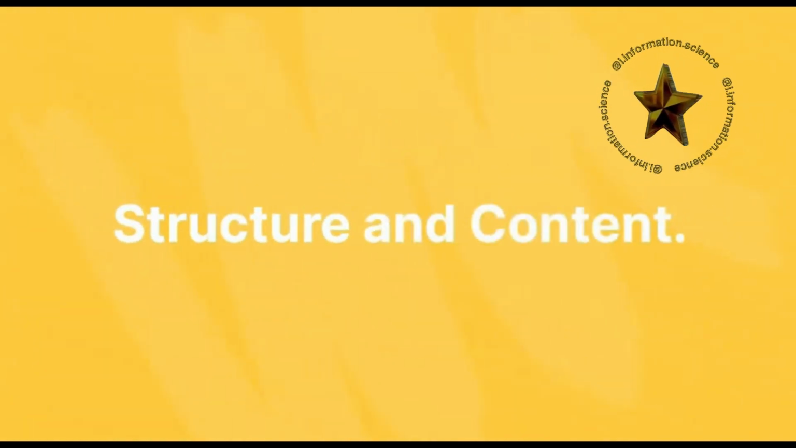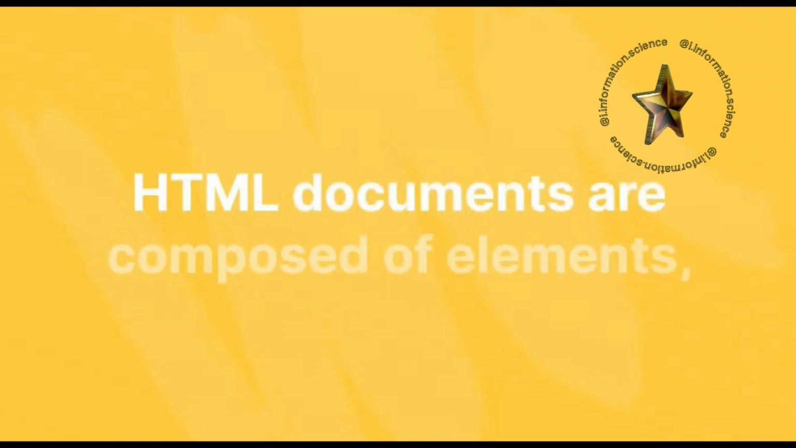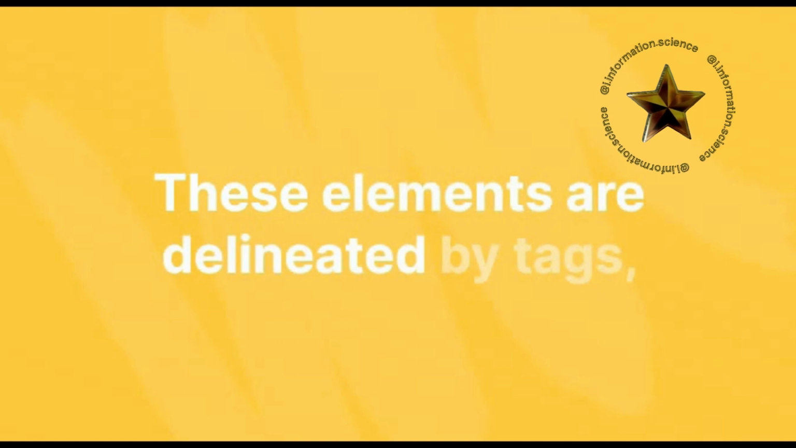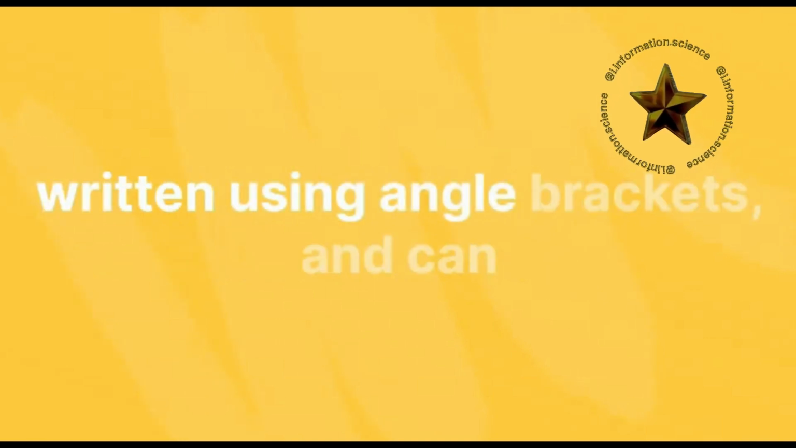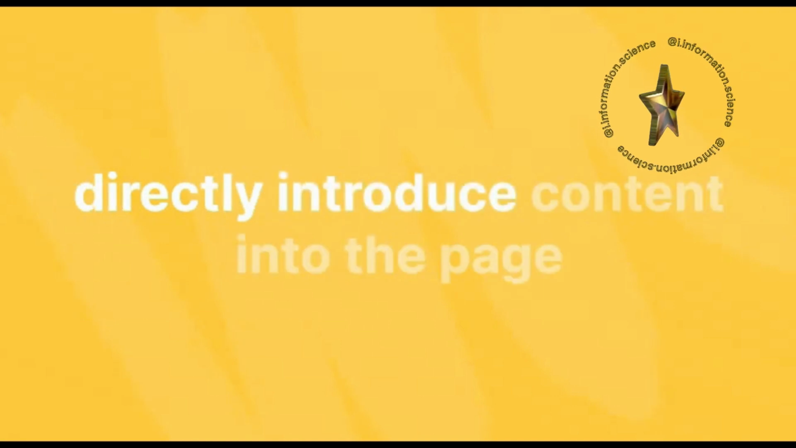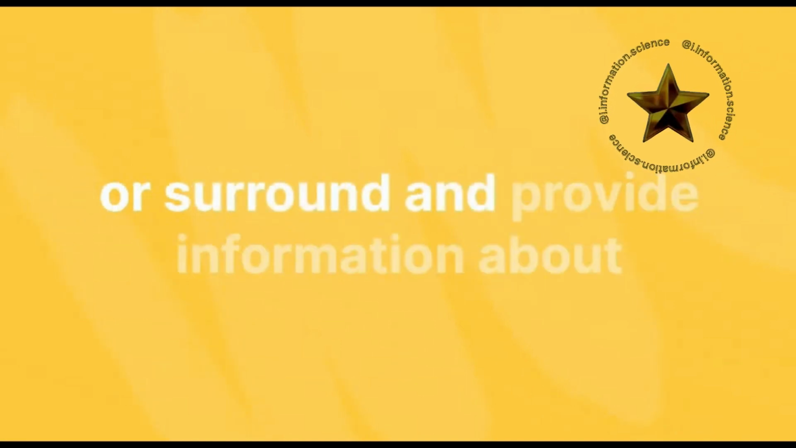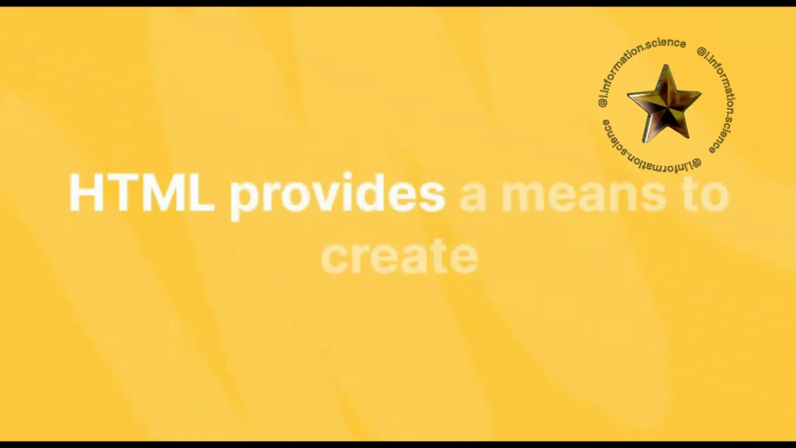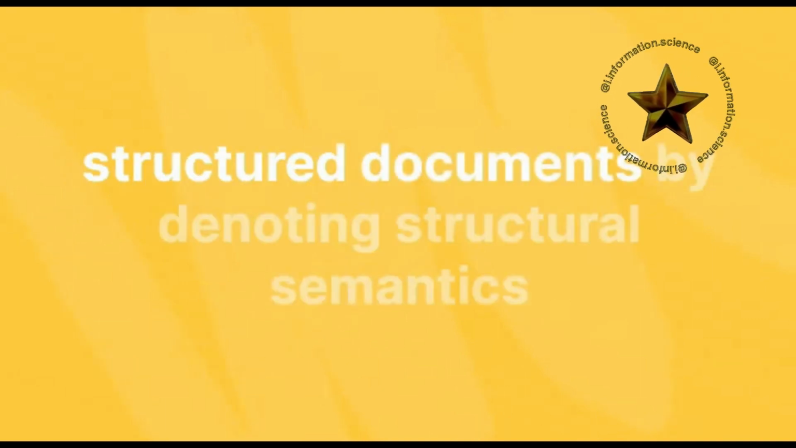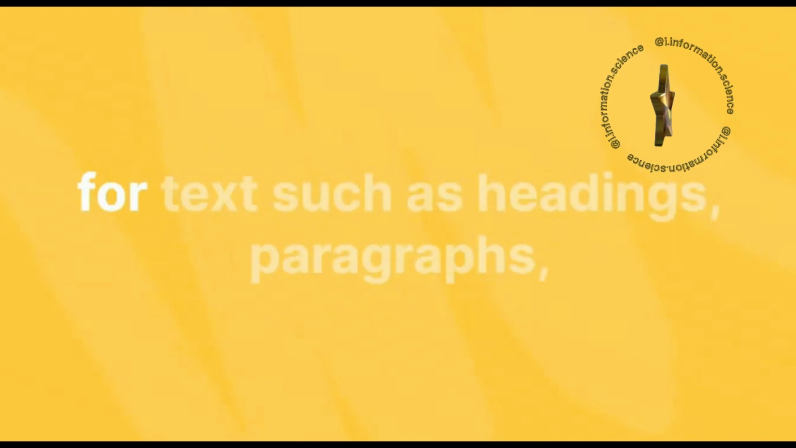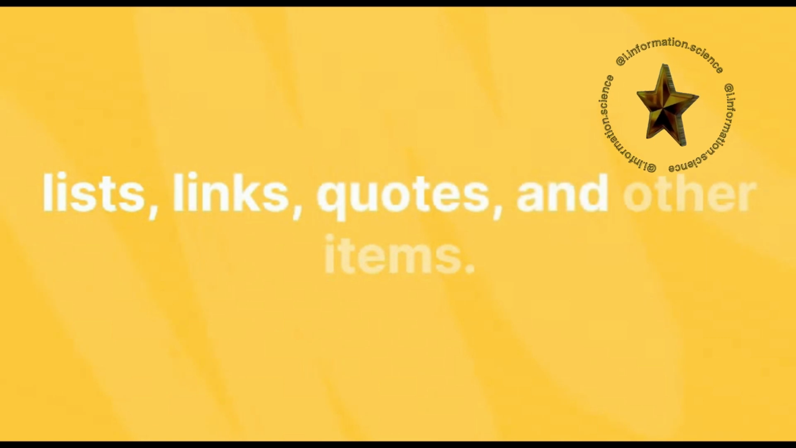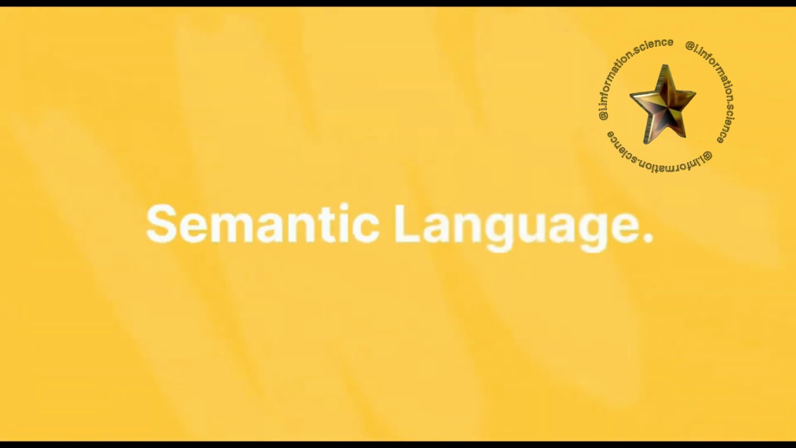Structure and content. HTML documents are composed of elements, which are the building blocks of HTML pages. These elements are delineated by tags, written using angle brackets, and can directly introduce content into the page or surround and provide information about document text. HTML provides a means to create structured documents by denoting structural semantics for text such as headings, paragraphs, lists, links, quotes, and other items.